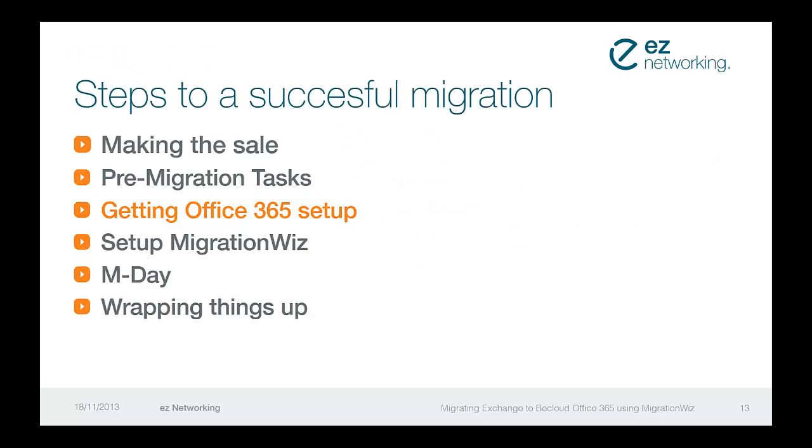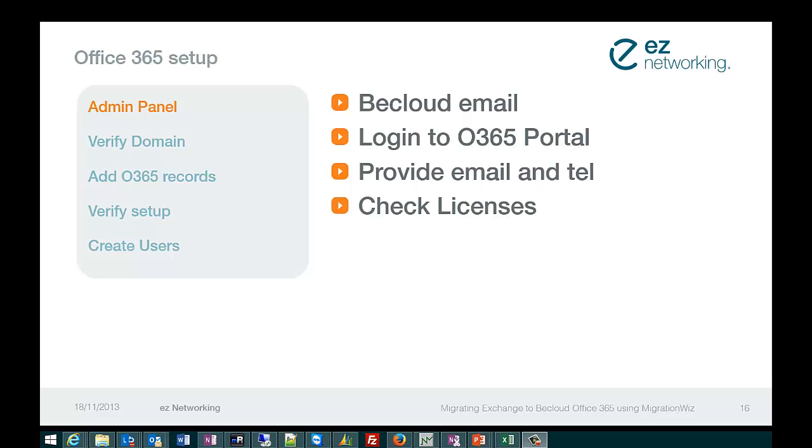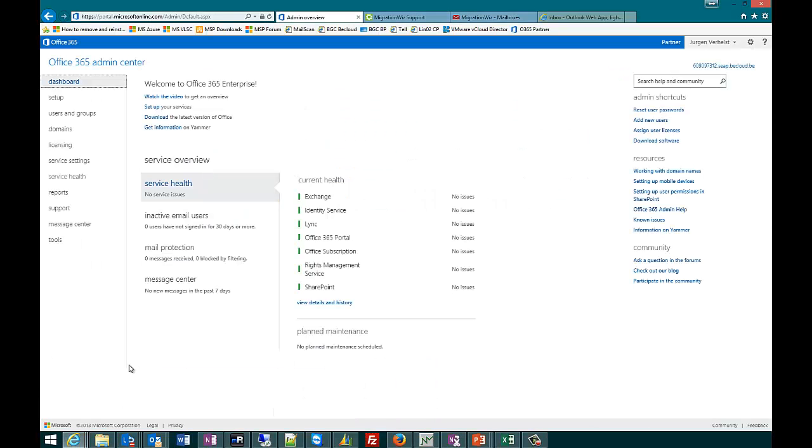Okay, getting Office 365 set up. With that email you will be able to log into Office 365. Provide your email address or a separate email address and telephone number, so whenever you misplace or don't remember your password anymore, you can get your temporary password sent to that separate email address. Let's go in and check that we can log in and check the licenses. I'm already logged in at the moment as a partner for that domain, but you can also log in with that separate email and password you've got from the email from BCloud.